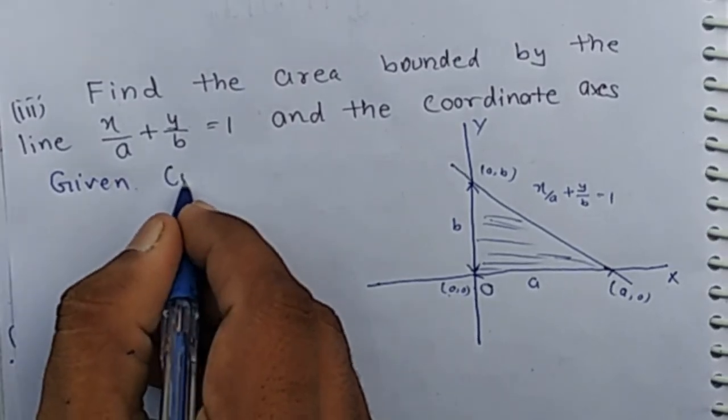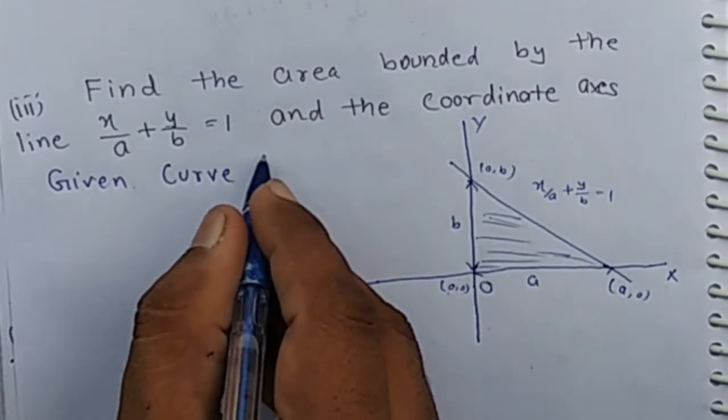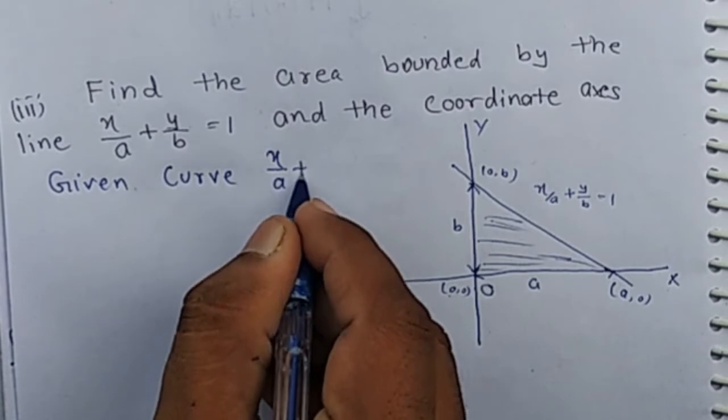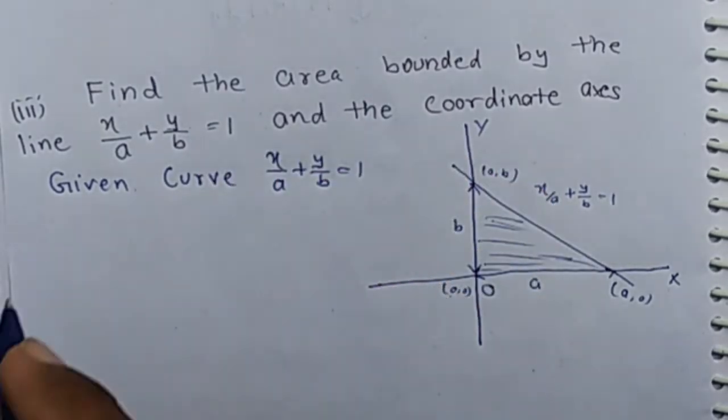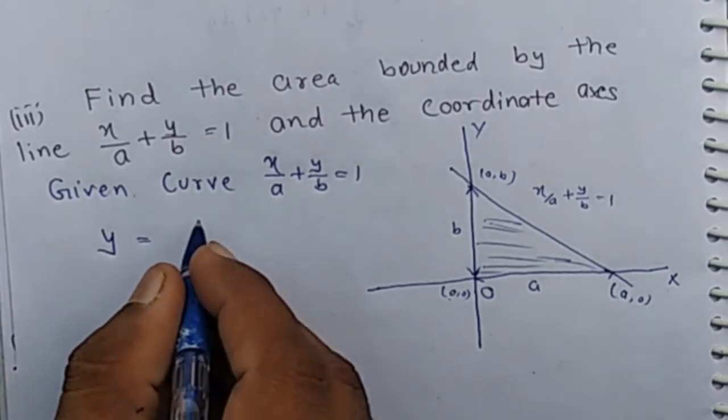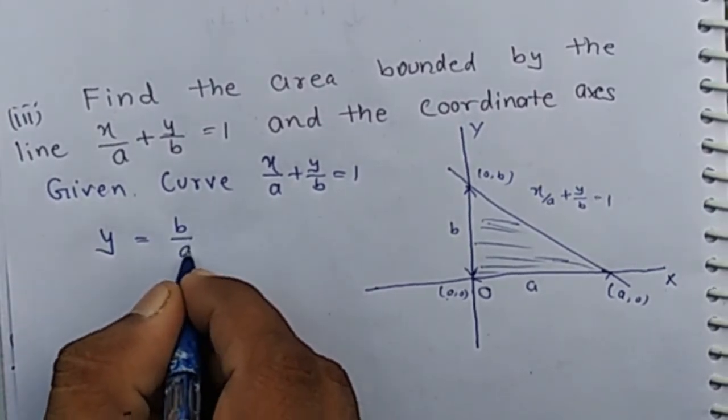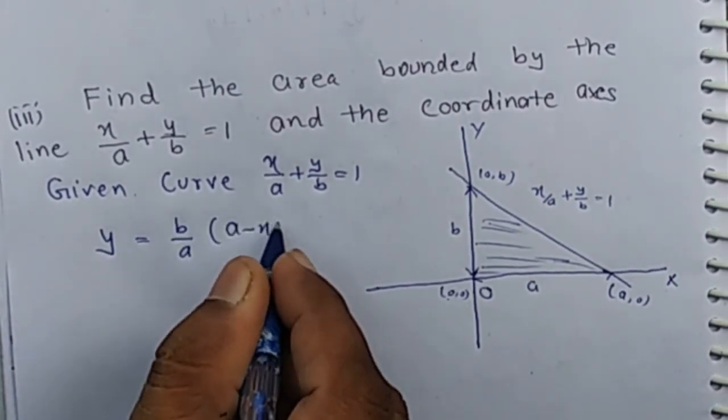Given curve x by a plus y by b equal 1. Find the value of y from here. We have y equal b times (1 minus x by a).